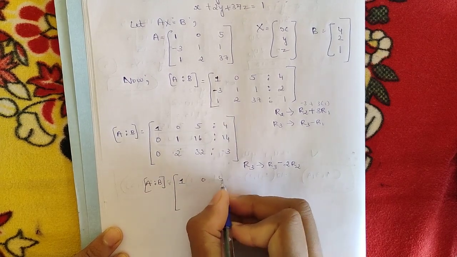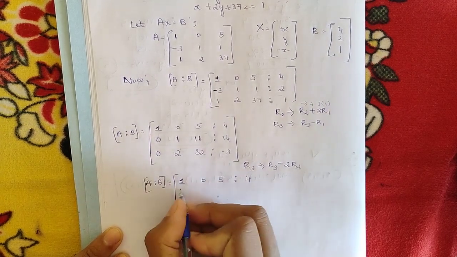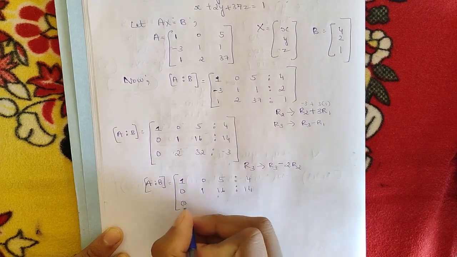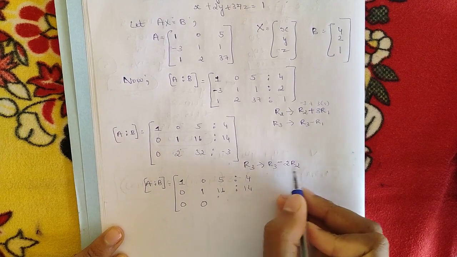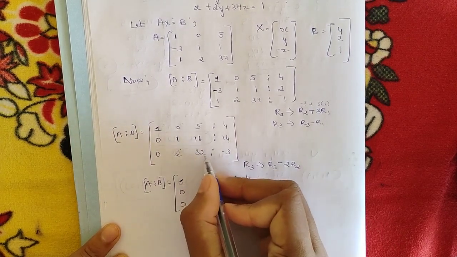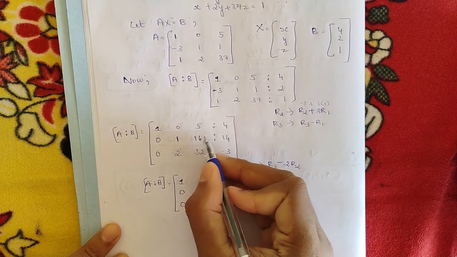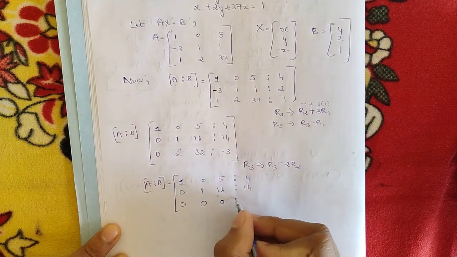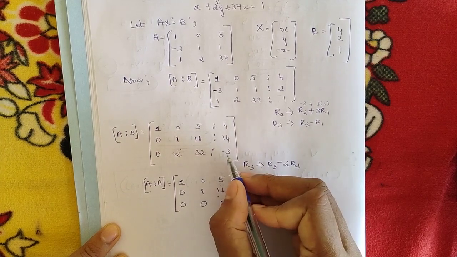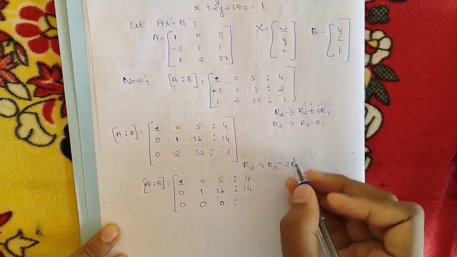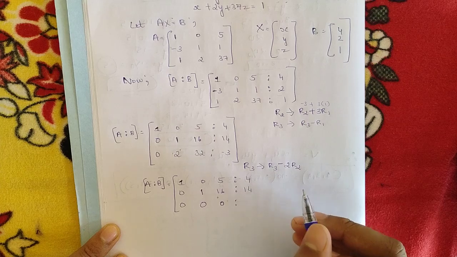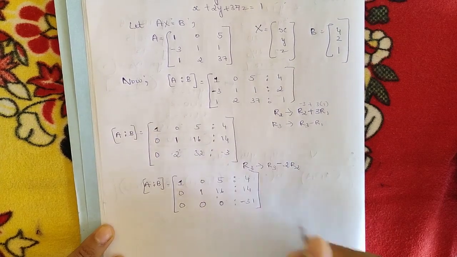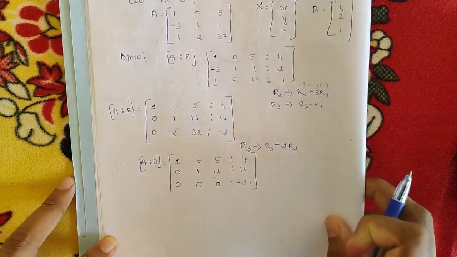Now the first row as it is: 1, 0, 5, 4, and the second row also as it is: 0, 1, 16, 14. Third row: 0, here also 0. Now R3 minus 2R2: 32 minus 2 times 16, that is again 32, so 32 minus 32, you will be getting 0 again. Here also, minus 3 minus 2 times 14, that is 28, so minus 3 minus 28 is minus 31. Okay, so this is our new augmented matrix.